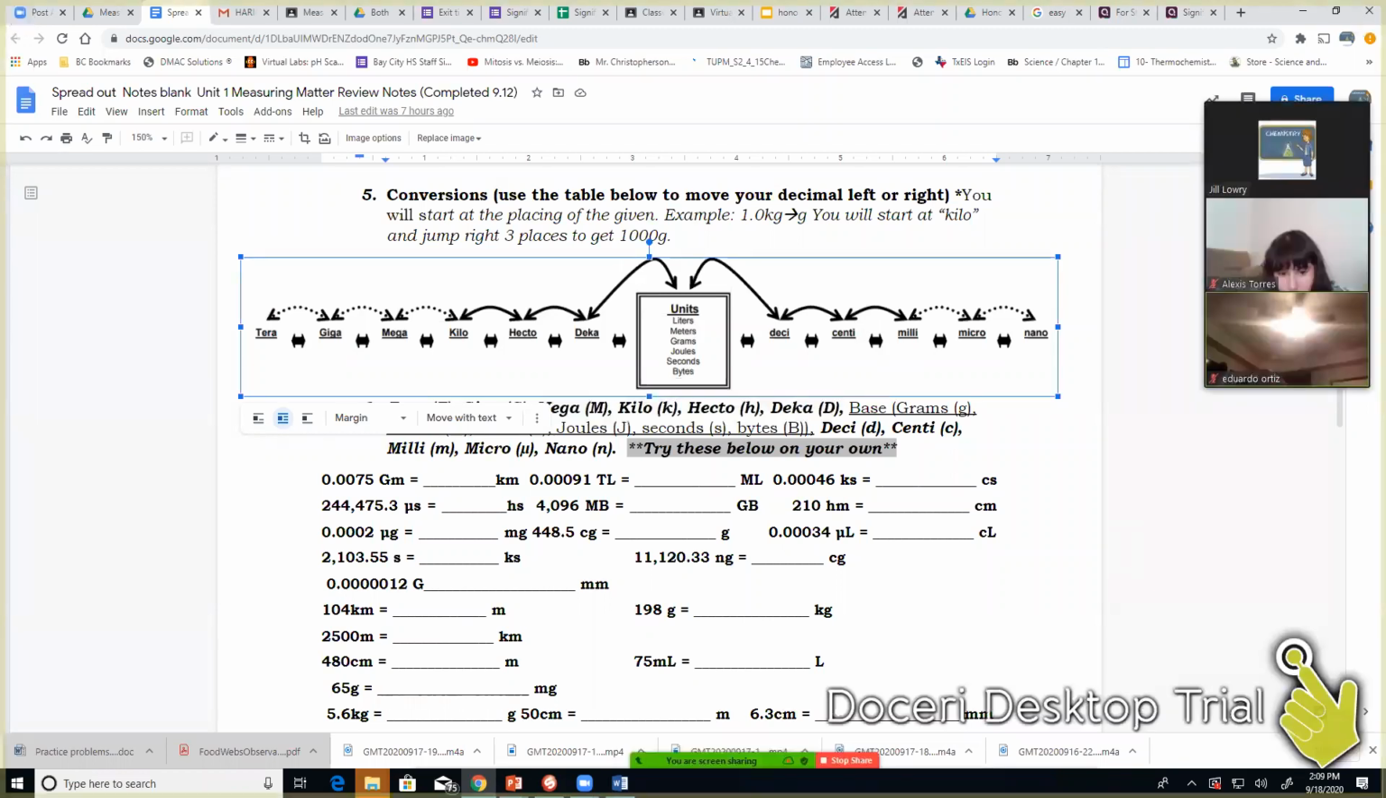All right, so let's look at this one. We're going from microseconds to hectoseconds. How many places do we need to move our decimal? 6, right? Because here is my micro. So 1, 2, 3, 4, 5, 6. 6 places, and I move it the same way that I'm making my jumps. So to my left, 1, 2, 3, 4, 5, 6. So I end up with 0.2444753 hectoseconds.